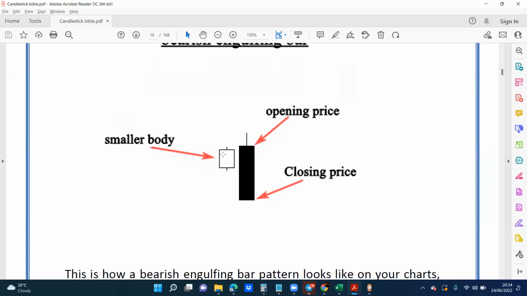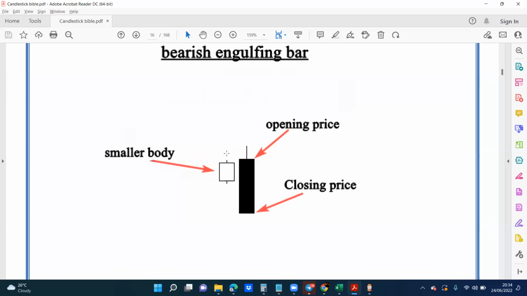The first candle here is a bullish candle, and you notice it has a smaller body. Then we have a darker candle, which is the bearish candle, right? Notice that this bearish candle is much, much bigger than the bullish candle. In fact, you could practically lift up this bullish candle and place it within the range of the bearish candle. Because of this, we call this a bearish engulfing candlestick pattern.